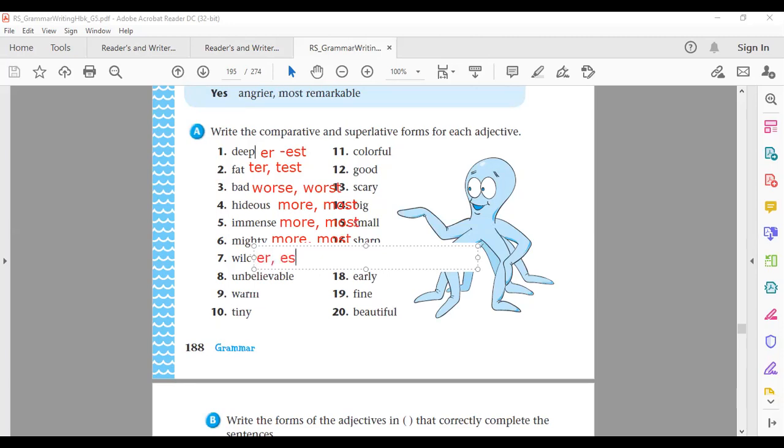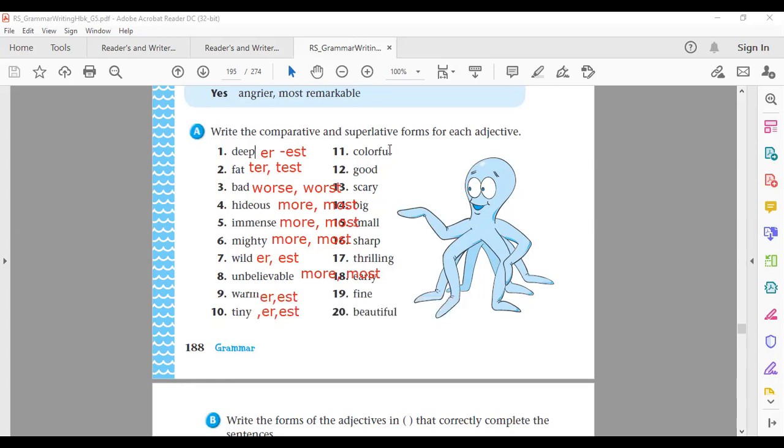Wild, it will become wilder and the wildest. And then unbelievable, it will be more and most, because it's a long word. Then we have warm: ER and EST. Excellent. And then we have tiny: ER and EST, very good.